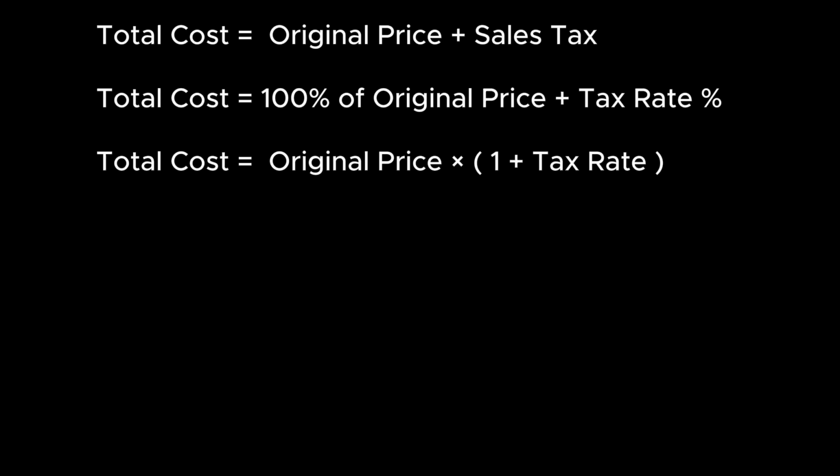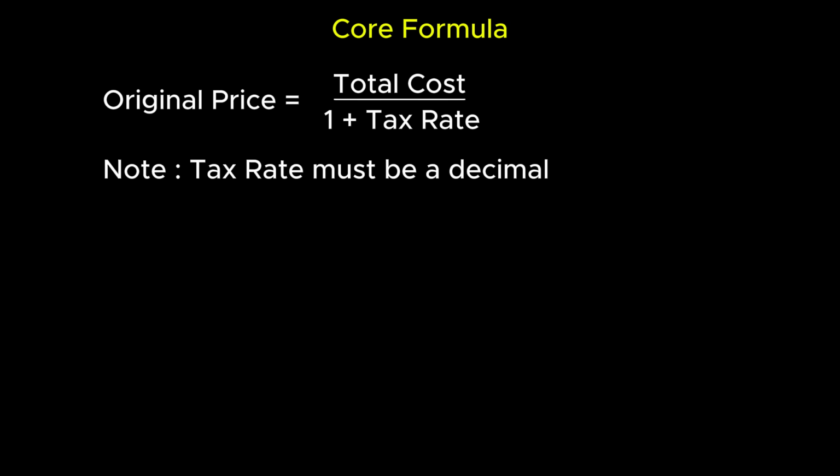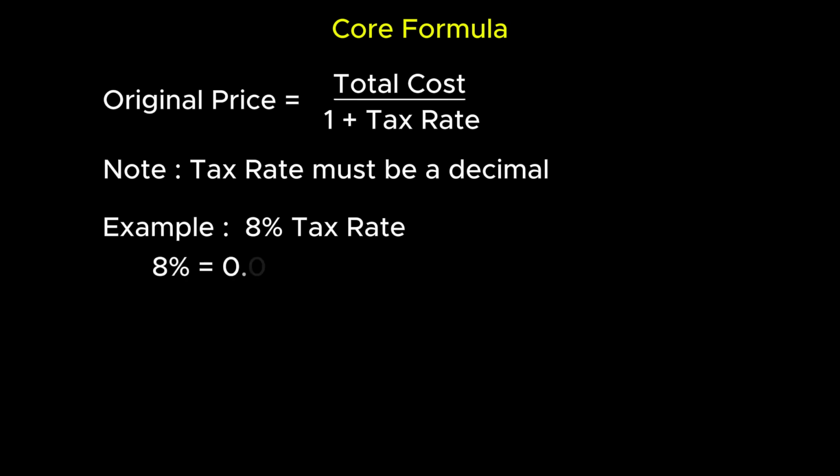To see how this works in practice, let's look at the core formula. To isolate the original price, we simply divide the total cost by 1 plus the tax rate. It is vital to remember that the tax rate must be written as a decimal for this to work. For instance, if your sales tax is 8%, you convert that to 0.08. Then adding 1 gives you 1.08.